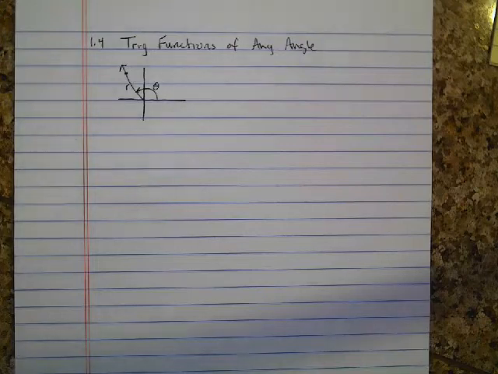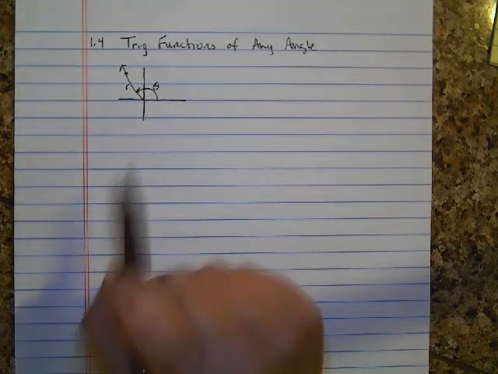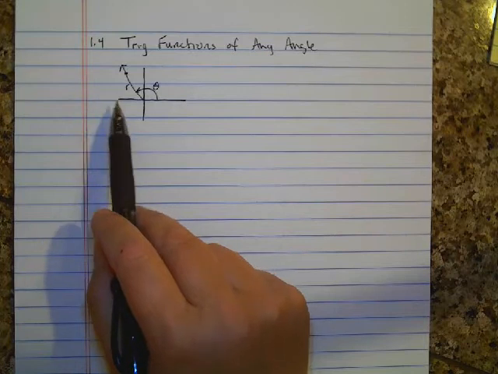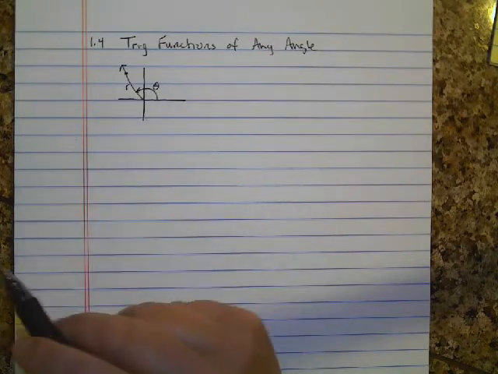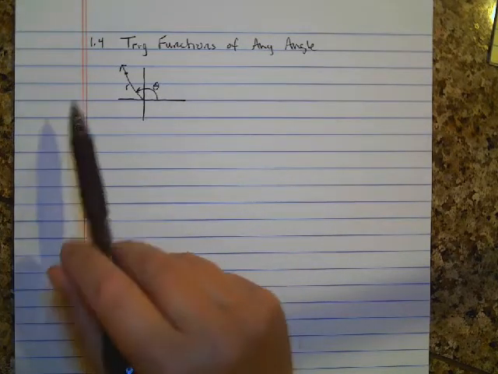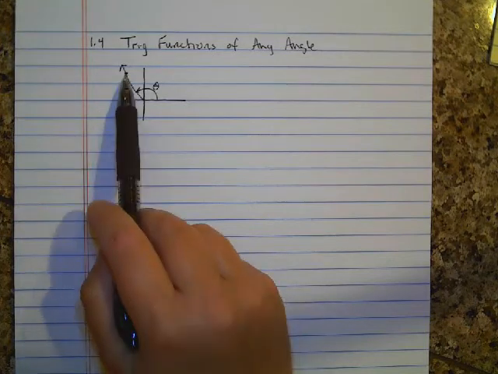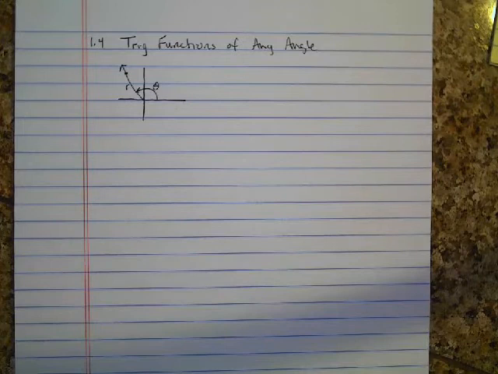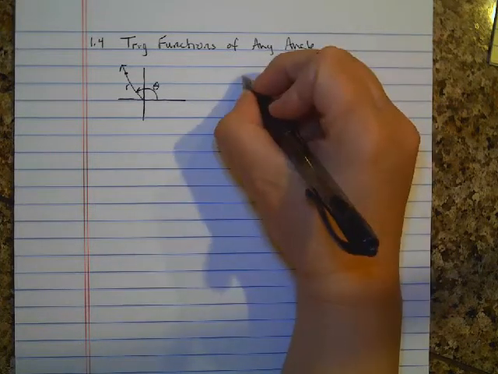Let's talk about how we can find trig functions of any angle. So I'm not just talking about angles that are on the unit circle. This can be if I have a point and I want to find this angle, or if I'm given one trig function and I want to find others. These are the ratios that you would use.